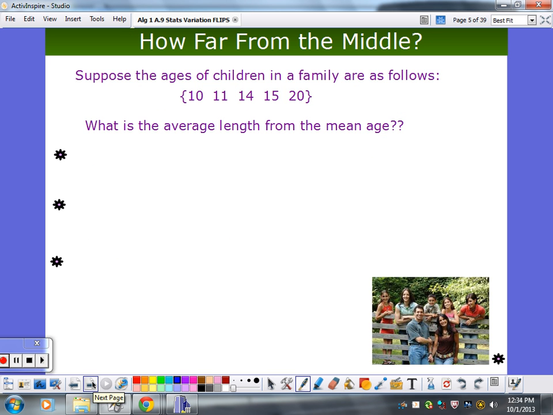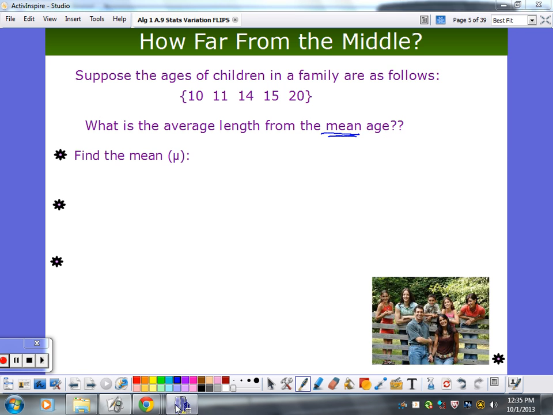So here's an example, and this is not the notes, so if you want to write it down, just to get an idea of what's going on here. I took the ages of children in a family. These are 5 children in a family. This is how old they are. And I want to find the average distance from the mean age. So first of all, I have to find the mean.